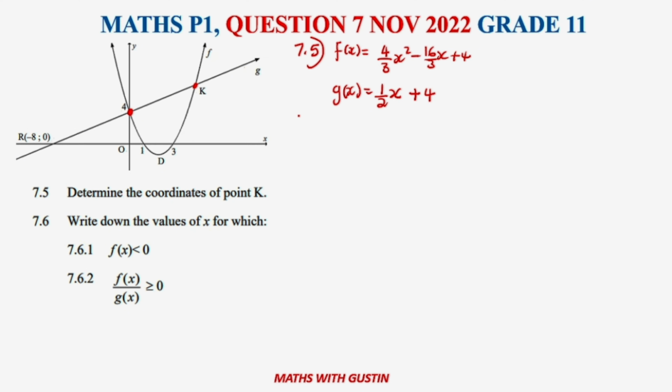So now, if that's the case, at point K these two graphs are equal to each other. So it's going to be f of x is equal to g of x. f of x is 4 over 3 x squared minus 1 over 6, divided by 3x plus 4, is equal to half x plus 4. Okay, there you go.